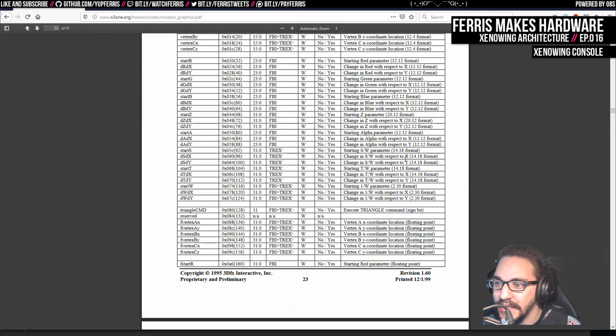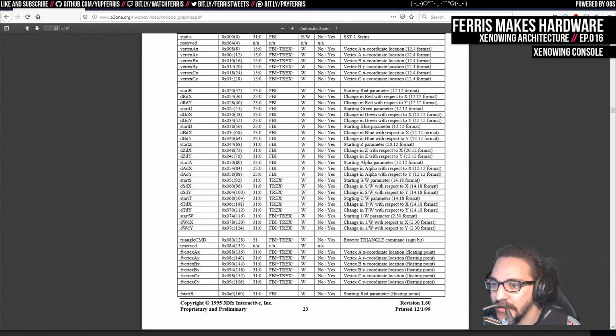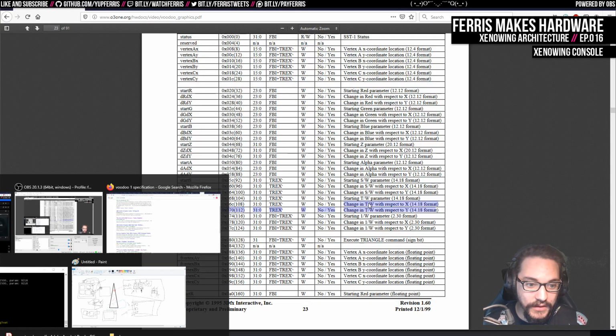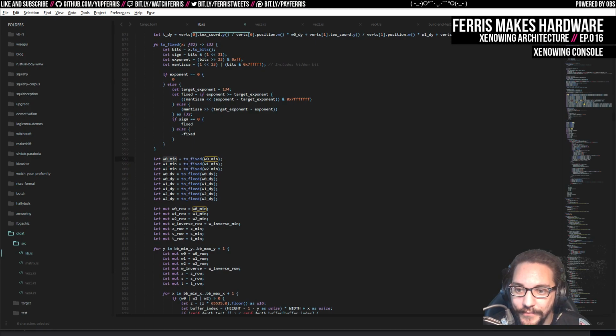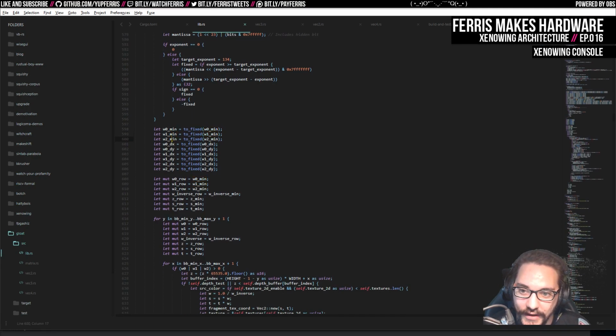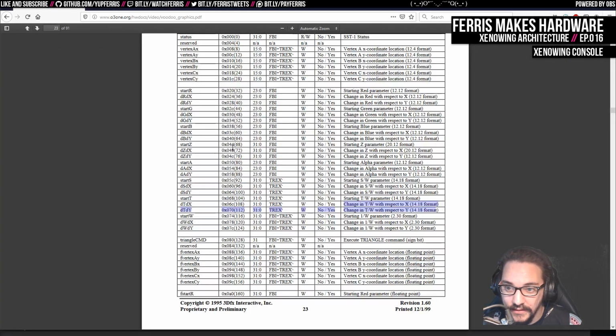Now, they do seem to keep all of these fixed point representations the same for all the parameters. Like the dx, dy values are all going to be the same format as the initial values. So you have the starting one, and then you have these dx, dy values, which is exactly the format that I'm working with in my code here. That's what these min are. These are the starting values, and then the dx and dy are how much they change. These are the partial derivatives for the values across the plane.